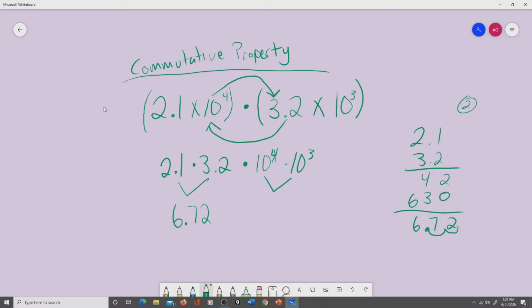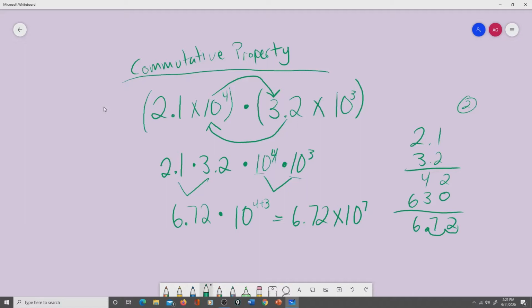All right, and now I got to work out this. Well, I know from my exponent rule, same base, different exponents, and multiplication, that I just add the exponents. So then what I get is this is going to be times 10 to the 4 plus 3. Okay, and that just becomes 6.72 times 10 to the 7th.